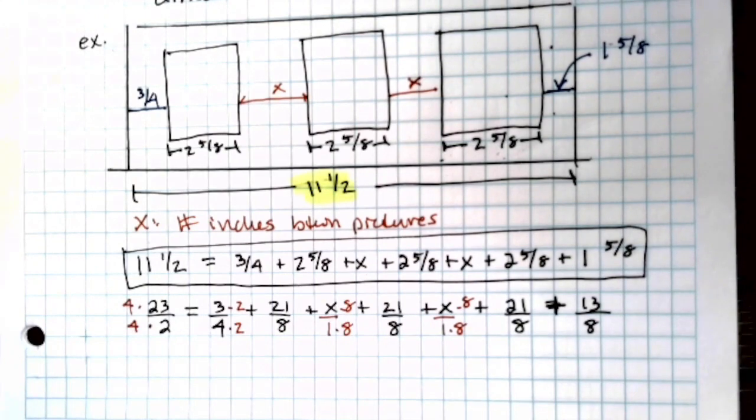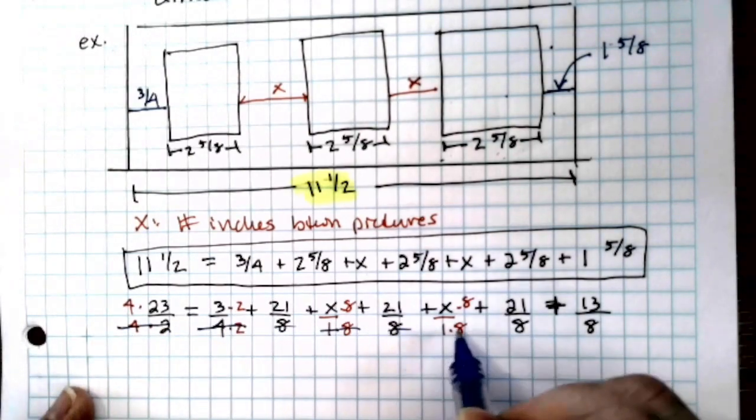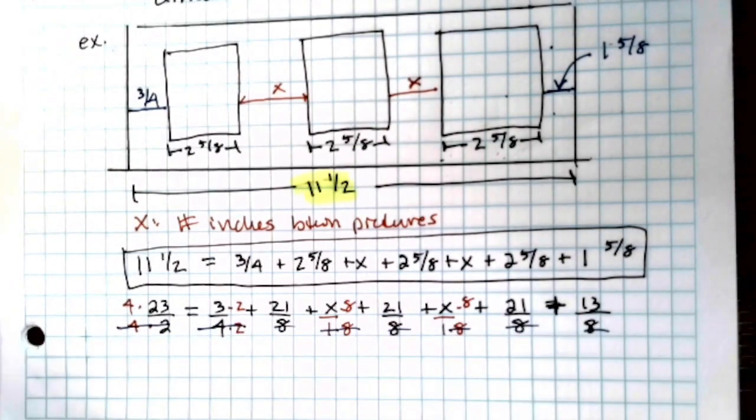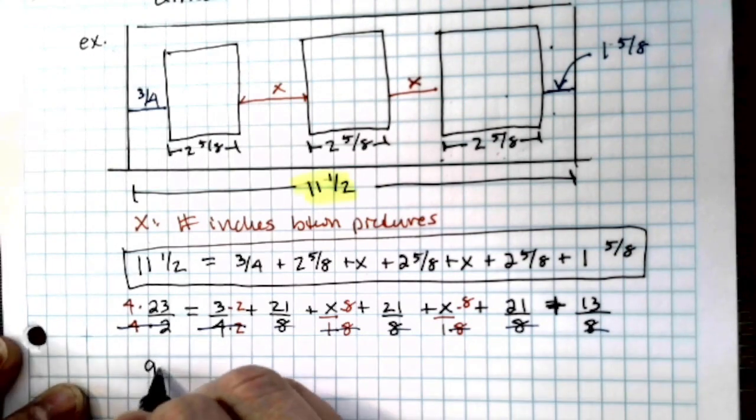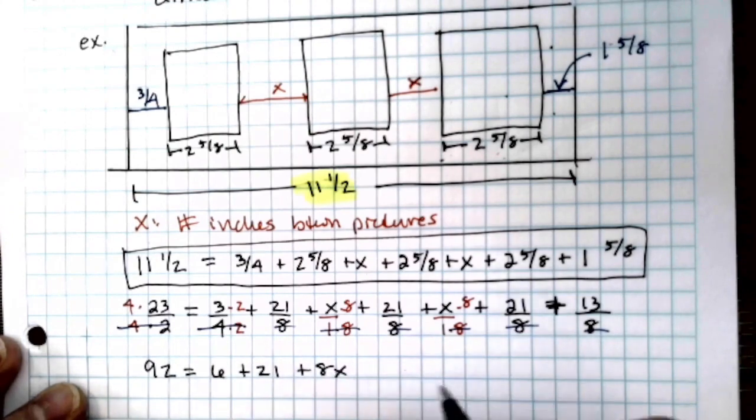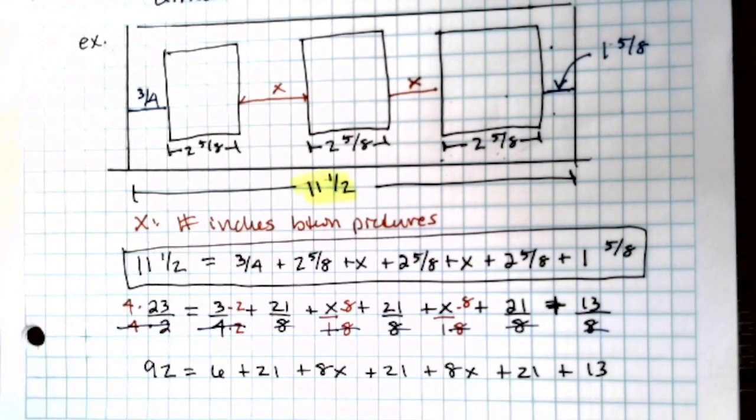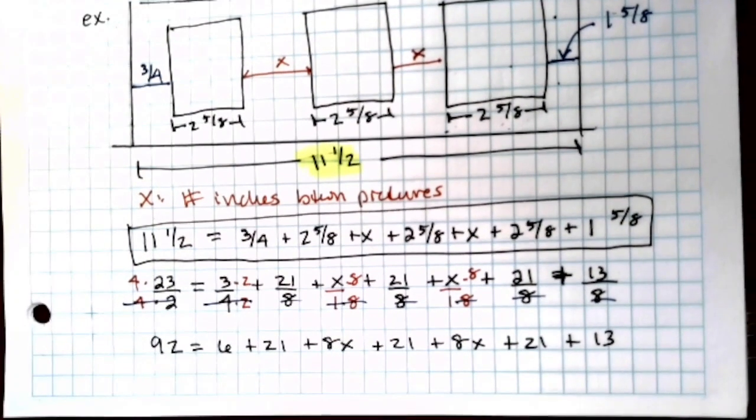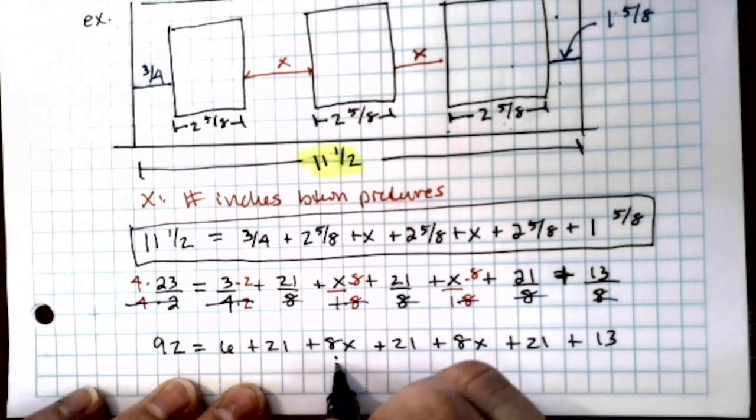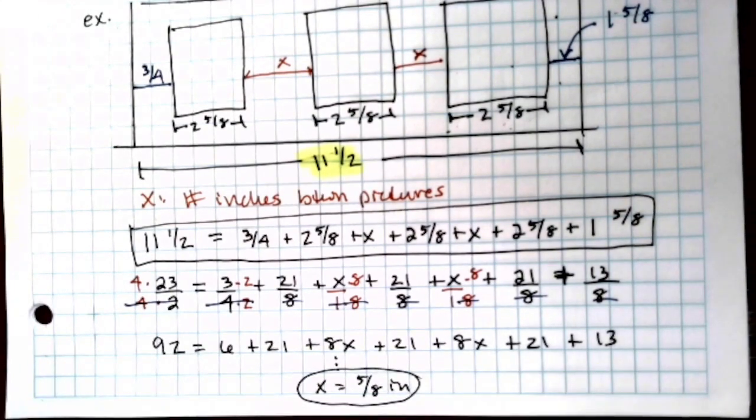When all of the bottoms match, you can actually divide off all of the bottoms and you're left with just the tops. You have 92 equals 6 plus 21 plus 8x plus 21 again plus 8x plus 21 plus 13. Basically all the tops. And now you're all set up to solve this. Again, I'm not going to actually do the solving. You end up with x equals 5/8 inches in between the pictures.